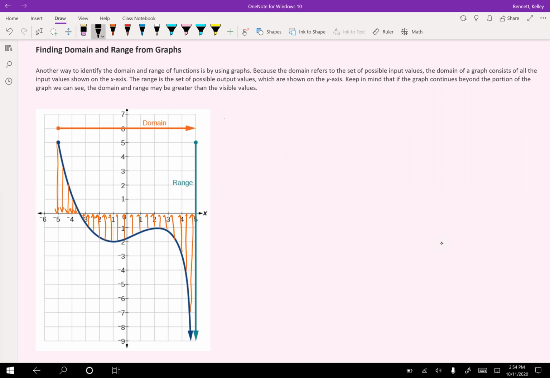So if this is the function f of x, given by this blue line, then the domain of f, which we write DOM of f, is going to equal everything including -5 all the way up to positive infinity. So that's going to be -5 to positive infinity.